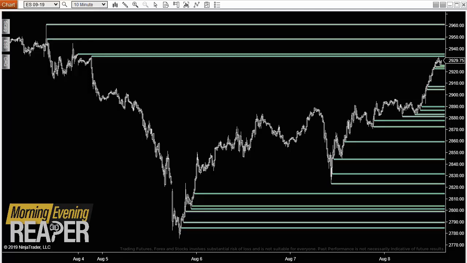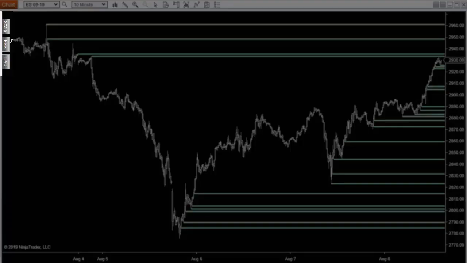This is the Morning Evening Reaper, which allows any trader with a 9-to-5 job to have the potential to make an average $350 a session in a few hours before or after work, in any futures market and any time frame that you want. Now let me first show you how the Morning Evening Reaper automates every aspect of the market analyzers for you. It all starts with the Smart Bar.